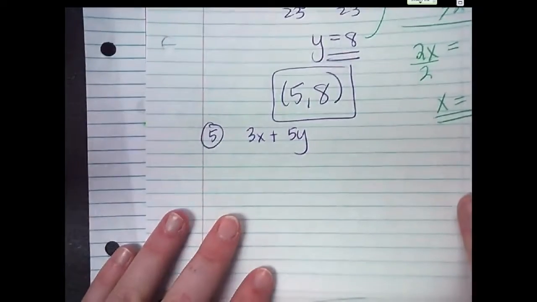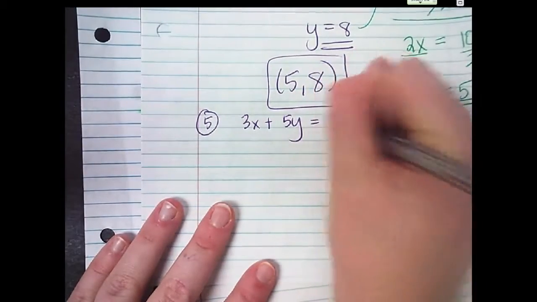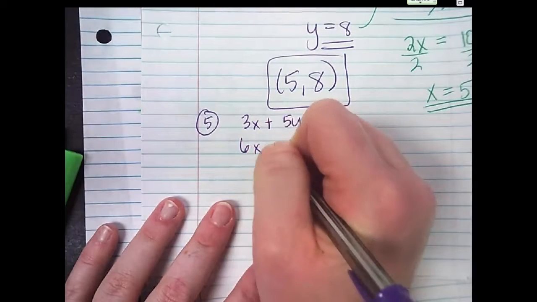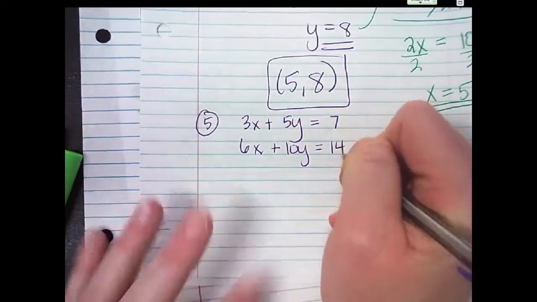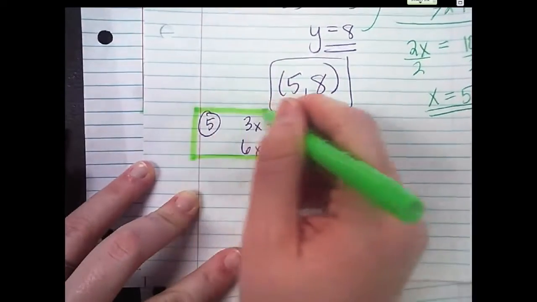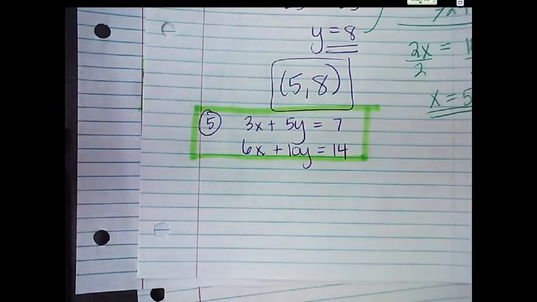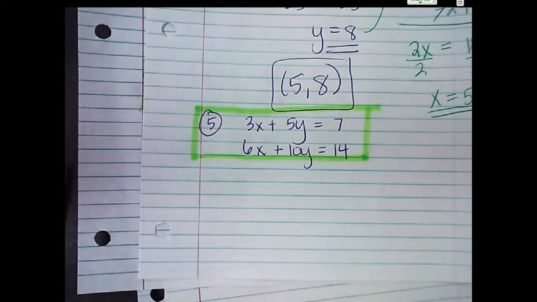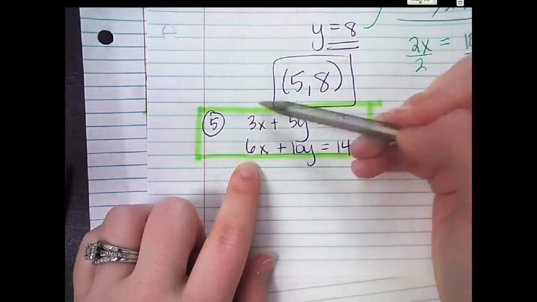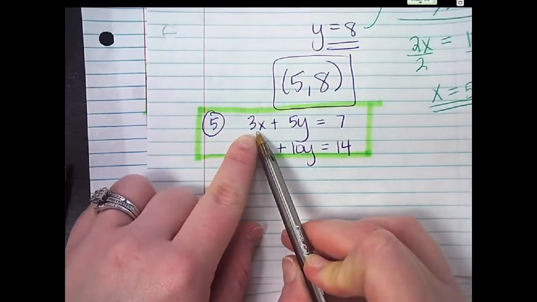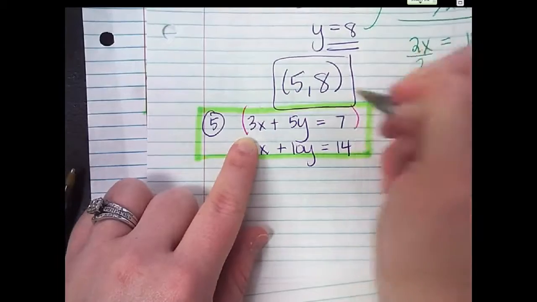Okay, so number 5: 3x plus 5y equals 7. And 6x plus 10y equals 14. Do you want to eliminate x's or y's? X, okay. So I have a 3 and a 6. What's common between 3 and 6? 6. So this one's done. What does this one have to be? A negative 6. So I multiply by? Good, negative 2.